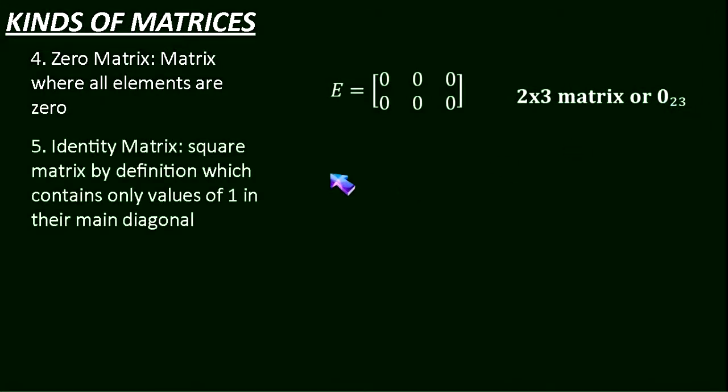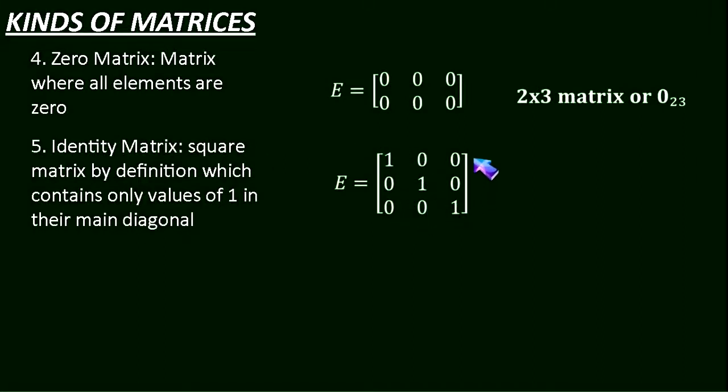We also have here the identity matrix. So, identity matrix, the square matrix by definition, which contains only values of 1 in their main diagonal. So, we have here an example of identity matrix. So, sabi niya dito, dapat square matrix. So, dapat parehas yung number of rows and number of columns with a value of 1 dito sa diagonal. So, lahat na ng ibang elements ng ating matrix is 0 except yung sa diagonal na dapat 1. So, this is a 3 by 3 identity matrix.